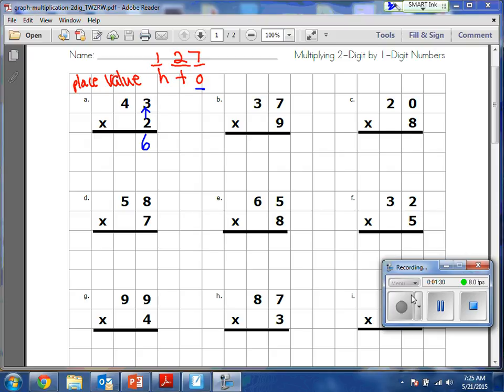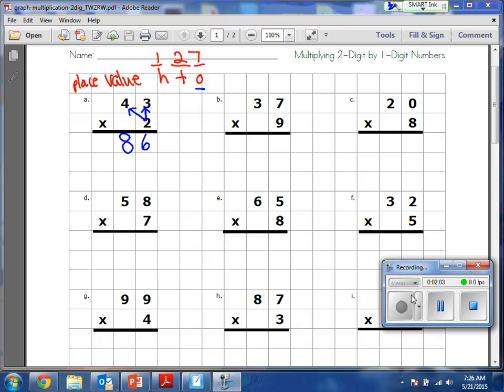So what we've just done is we've just multiplied this 2 by the ones place. Well, now we're going to go ahead and, since we don't have any more ones to multiply by, we're going to go ahead and come on over here and we're going to multiply that 2 by the tens place. So we know what 4 times 2 is. What's 4 times 2? If you said 8, you are correct. So we know right now that 43 times 2 is 86. That's pretty simple stuff right there.